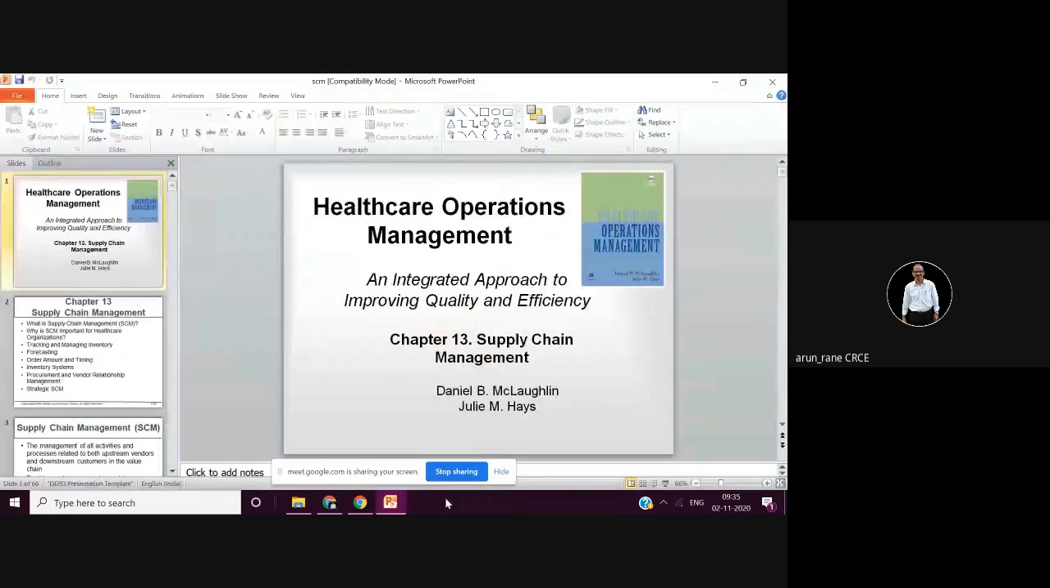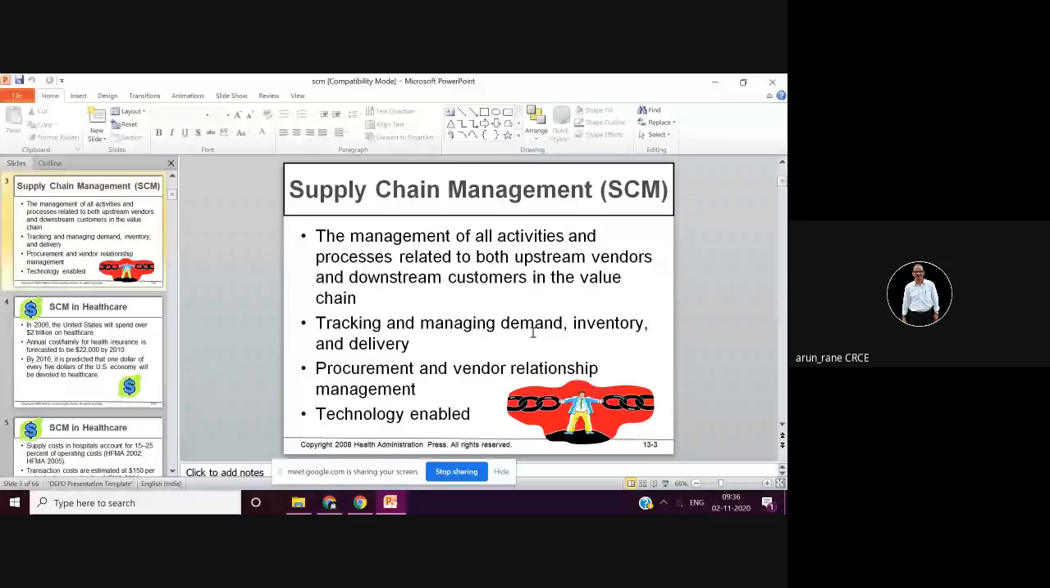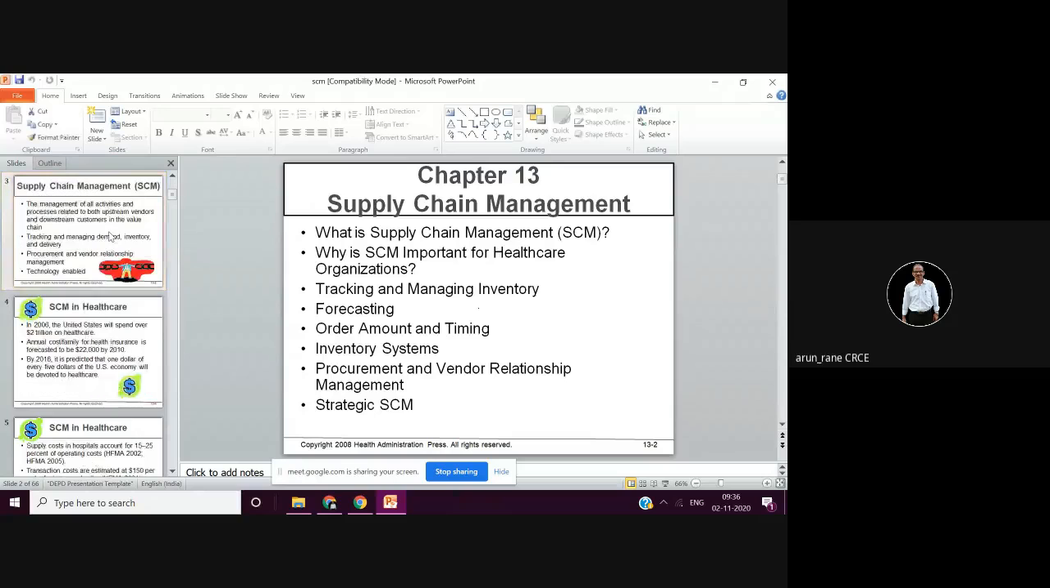Supply chain management, from the examination point of view, is not that important. But since it comes under CIM, I thought I would quickly go through it, because the frequency of questions on supply chain management is not high in CAD/CAM CIM.